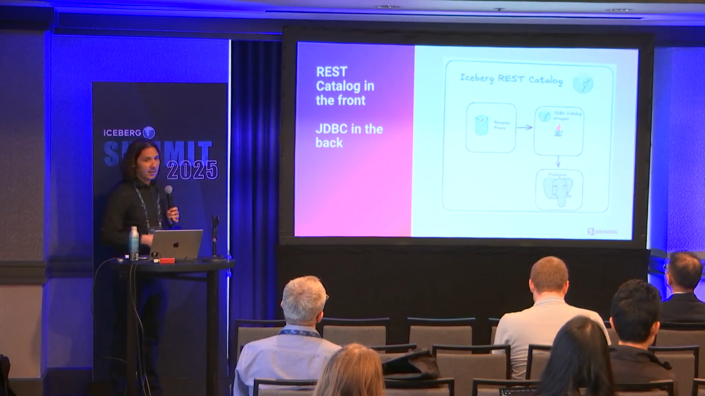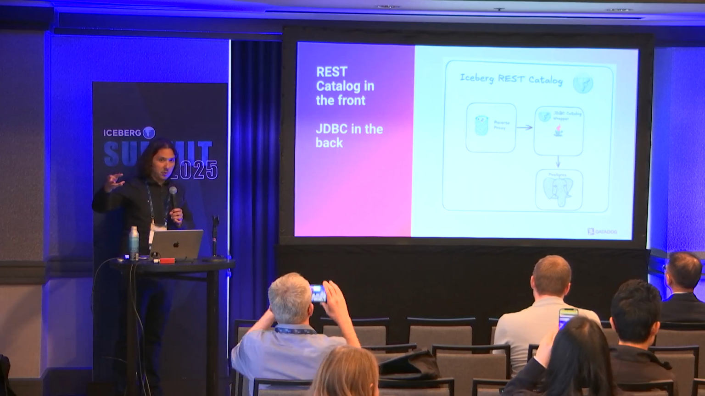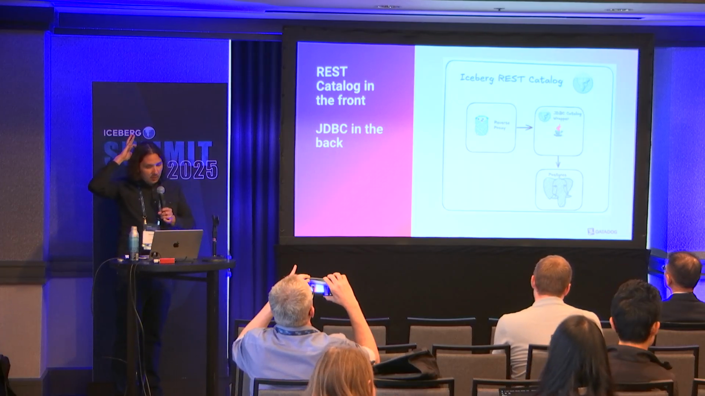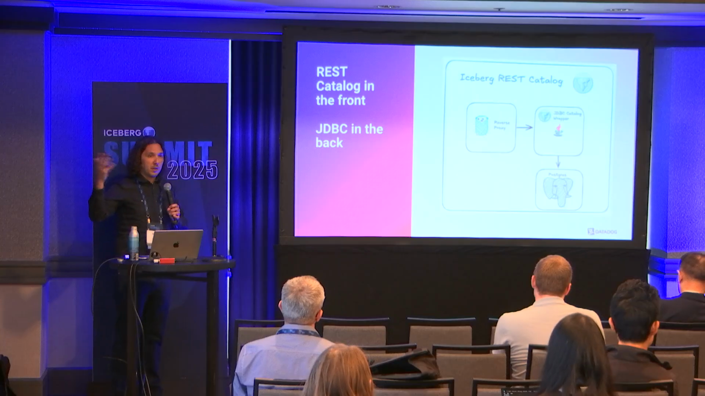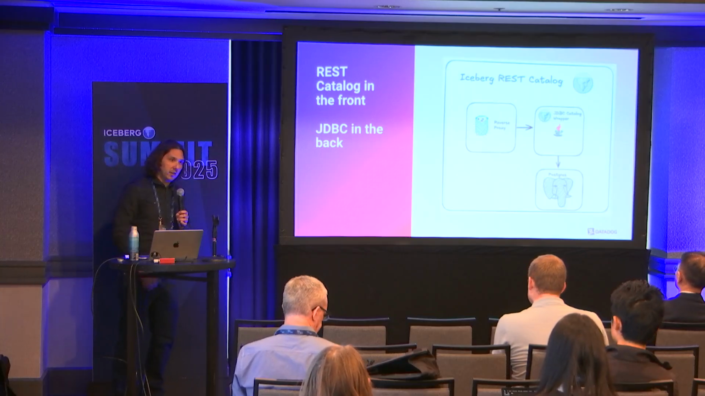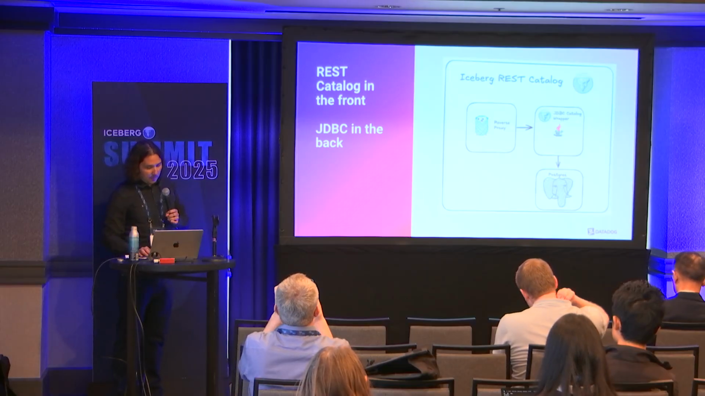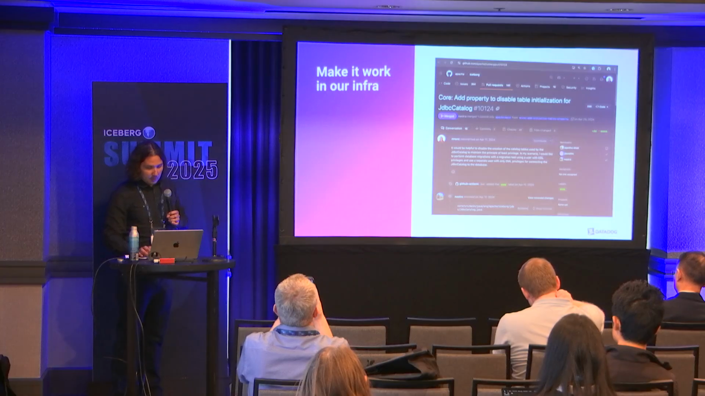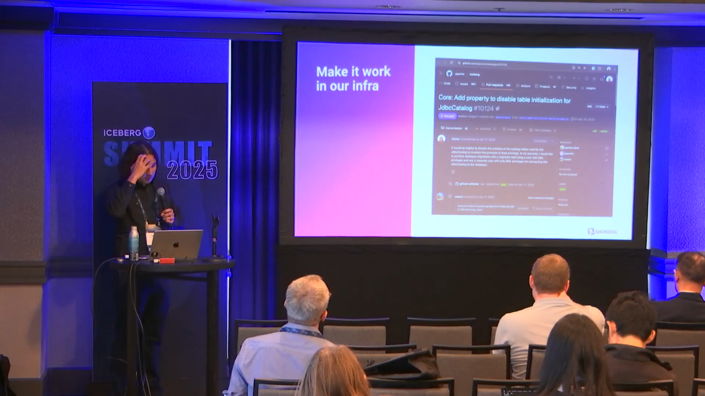We had the Iceberg REST catalog interface, but behind the scenes, we were using the JDBC catalog. So it's just a simple reverse proxy. We also implemented the metrics endpoint, and we're sending the metrics into Datadog. So that's the setup that we had, and it worked well. But we needed to do some things to actually make this work in our infrastructure.